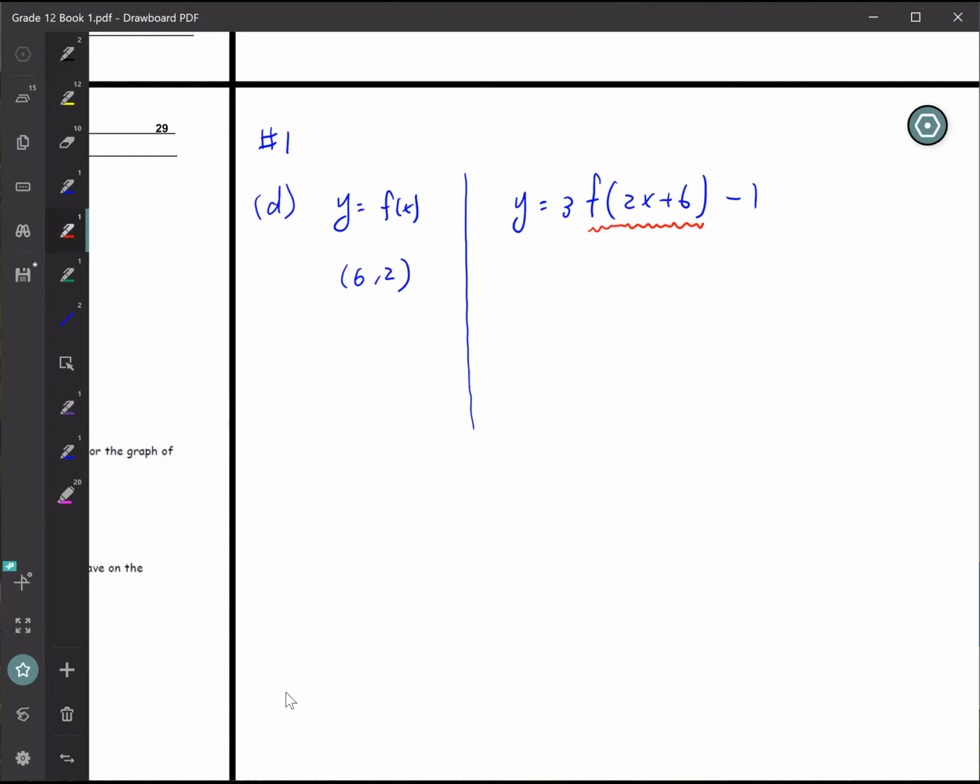So can you move things over now? What will be on the left side? Y plus 1 over 3. Yep, that's right. Y plus 1 over 3.